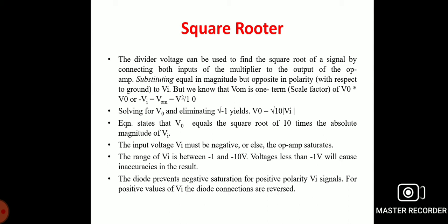The input voltage Vi must be negative, or else the output of the operational amplifier saturates. The range of Vi is between minus 1 and minus 10 volts. A voltage less than minus 1 volt will cause inaccuracy in the result. The diode prevents negative saturation for positive polarity of the Vi signal. For positive values of Vi, the diode connections are reversed.